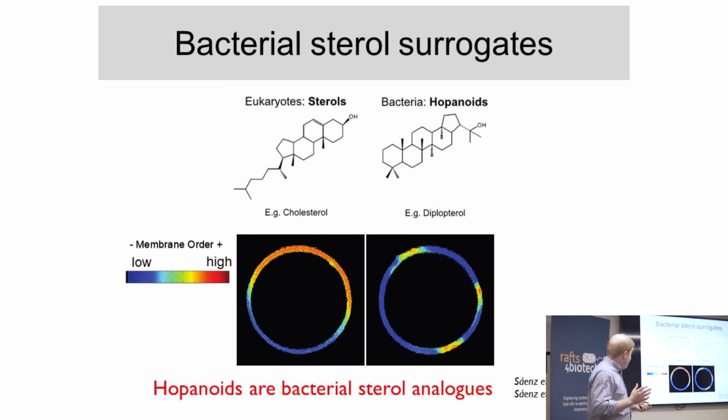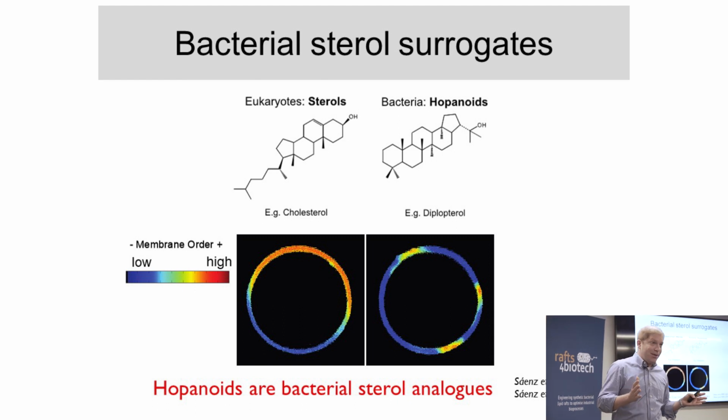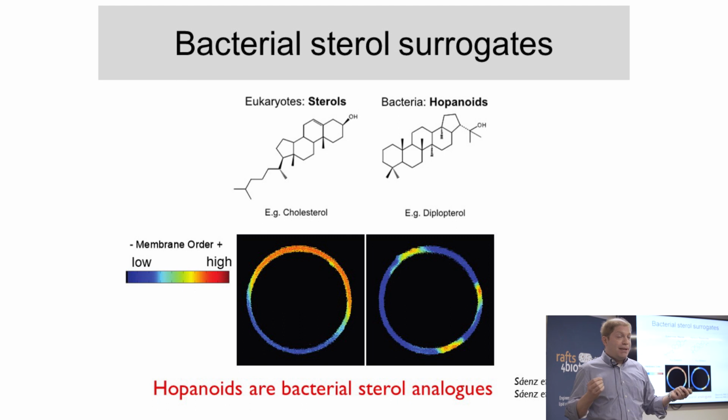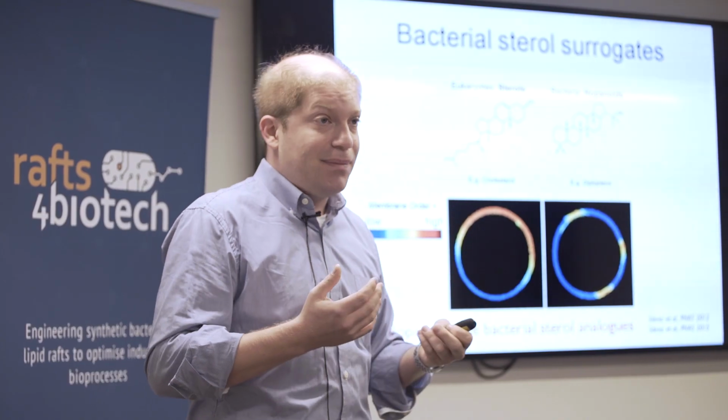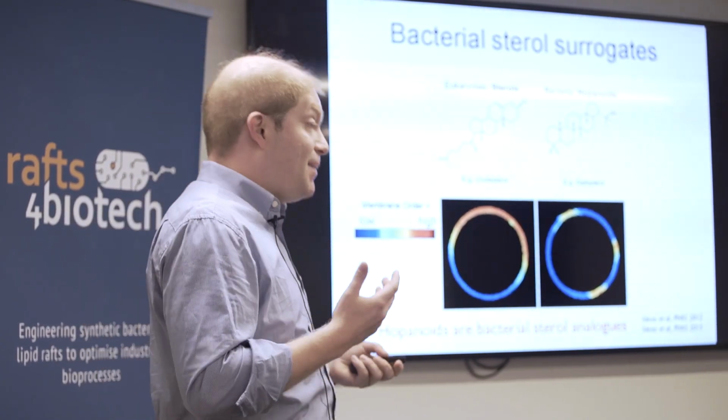So that answered the first part of the question, which is, to some extent, in these in vitro systems, Hopanoids can act as sterol surrogates in the sense that they can form a liquid-ordered phase in a pure lipid system, and they can promote liquid-liquid demixing.